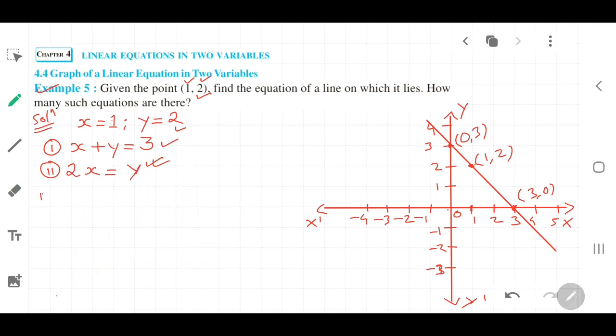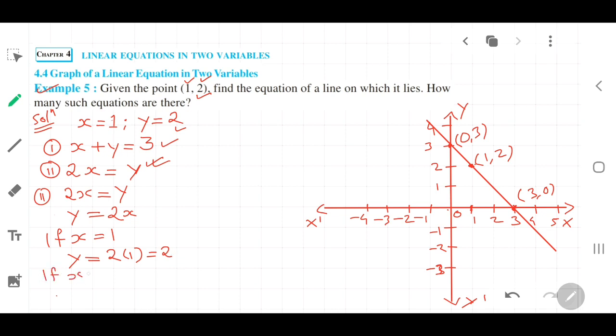So the second one you see, twice x is equal to y. Correct? Or you can also write y is equal to twice x. I have just interchanged the sides. Okay? Now if you take x as 1, so what will be y? So y will be 2 into 1, and that is equal to 2.